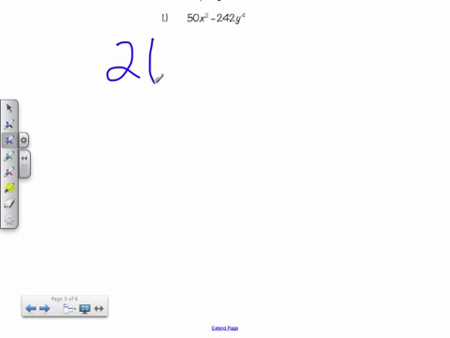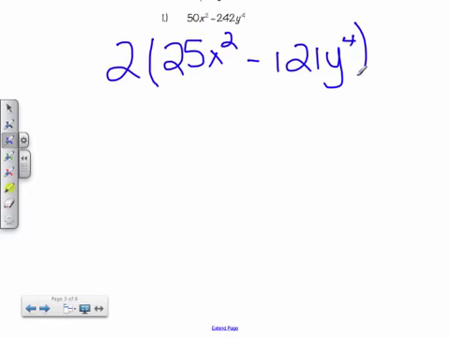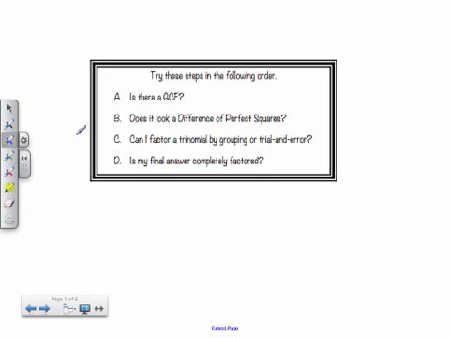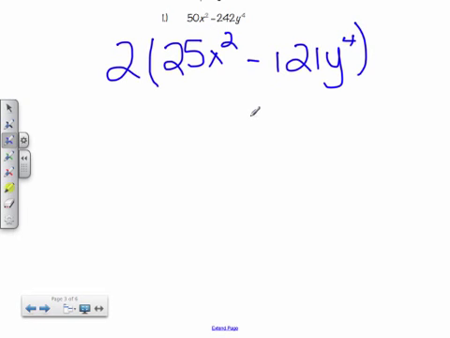Once I factor that out, I'm going to look and see what I get left over. So I end up getting 25x to the second power minus 121y to the fourth power. Okay, so then I'm going to see what the next question is asking. Does it look like a difference of perfect squares? So if I were to look at it, I have two perfect squares right here. 25x squared is a perfect square. 121y to the fourth is also a perfect square. It's a binomial, which means it could possibly be a difference of perfect squares, and it's a difference because there's a subtraction sign, so I know for a fact that it is.